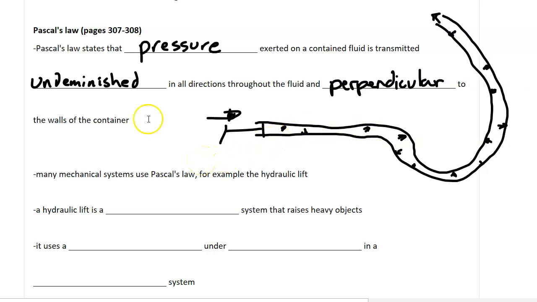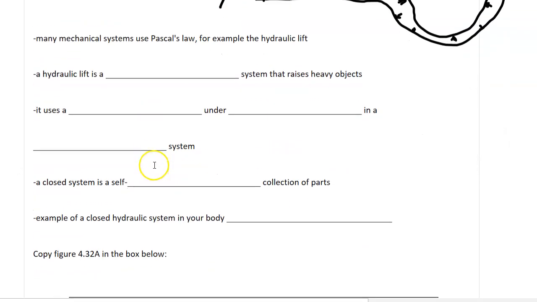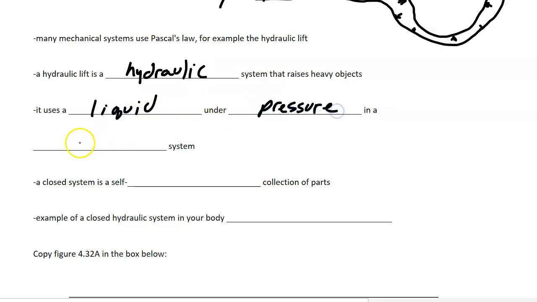Now, many mechanical systems use Pascal's law, for example, a hydraulic lift. Now, a hydraulic lift is basically a hydraulic system that uses a liquid under pressure. Now, this is another thing. It is a closed system. Now, a closed system is really just a self-contained collection of parts. Because we've got a liquid in here, it makes sense that you would want to contain it, otherwise all the liquid would come out.